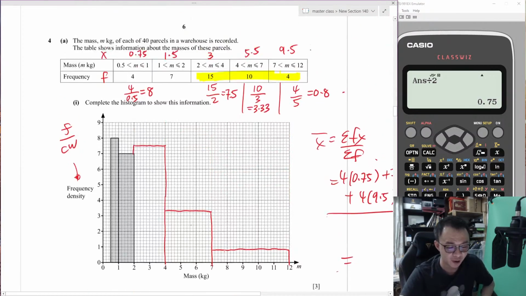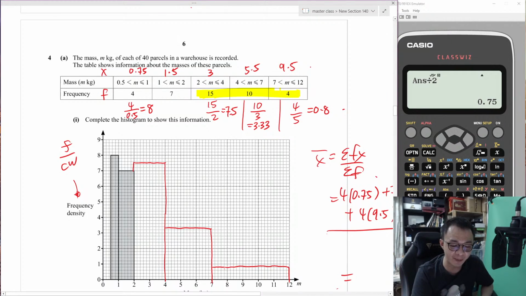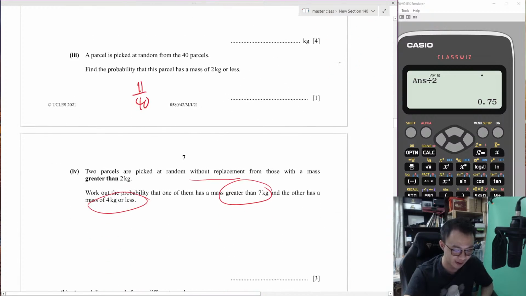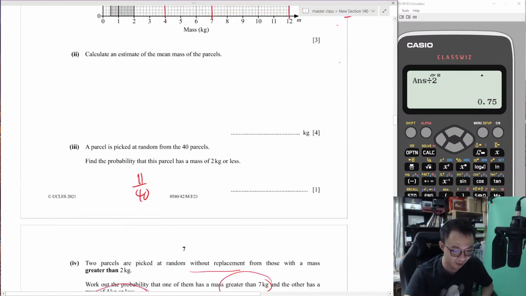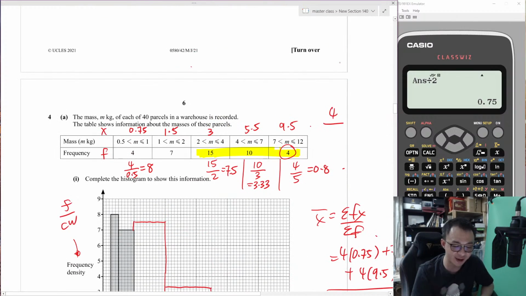So, over here, I want greater than 7. I pick greater than 7, I only have 4 of them. So it's 4 out of... Is it out of 40? 2 parcels are picked random. No, it's not out of 40. Right now the sample space is all the yellow color ones: 15 plus 10 plus 4 is 29. So 4 out of 29.